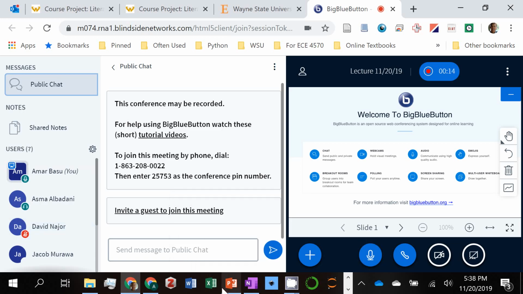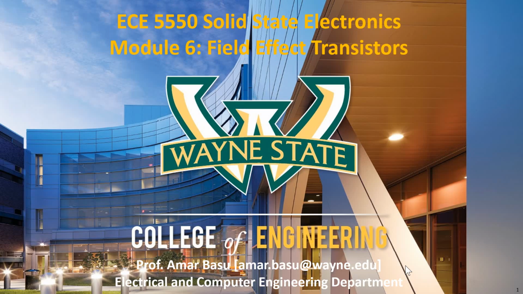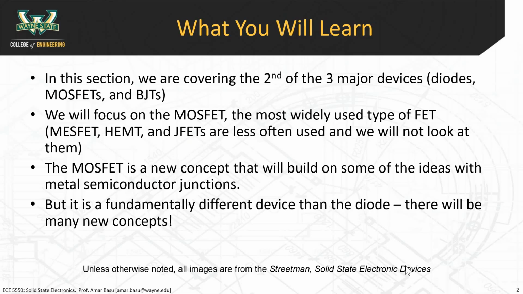So today's lecture is going to be on field effect transistors. We've completed the diode chapter now. We talked about metal semiconductor junctions. We talked about purely semiconductor junctions. And a lot of those, especially the metal semiconductor junction, is going to come into play when we talk about field effect transistors. So this is probably the most important module in this class. We're going to be covering the MOSFET, the metal oxide semiconductor field effect transistor. It's the second of the three major devices that's covered in this class. But a lot of the focus on this class really is on the MOSFET.